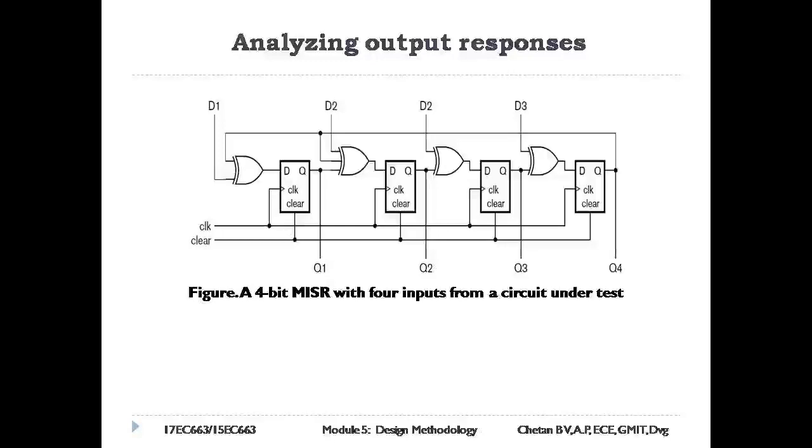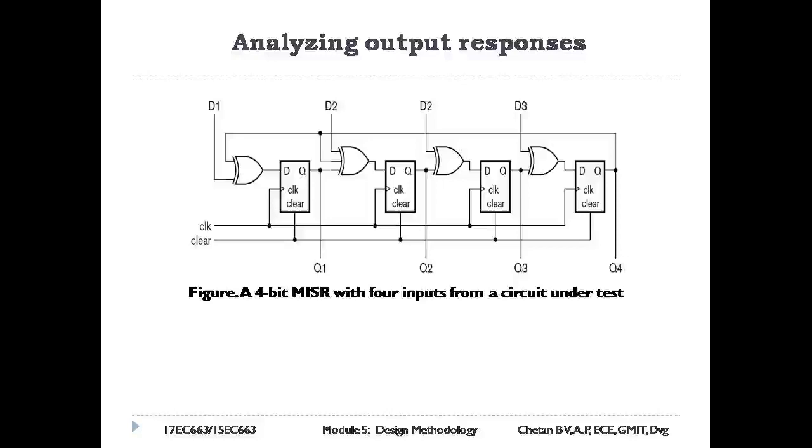The figure shows an example of a multiple input signature register (MISR) with 4 inputs from a circuit under test and a 4-bit signature. First, a logical simulation of the circuit is performed. The sequence generated by the LFSR is used as input values for the simulation. Output values from the simulation are used to compute the expected signature. This signature is saved for use during a test.